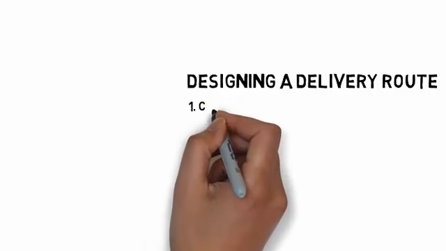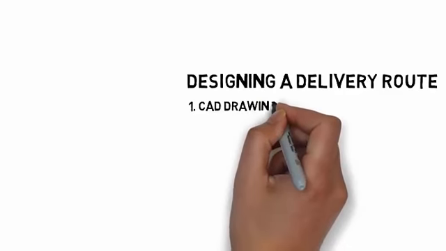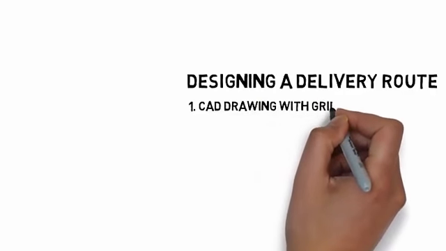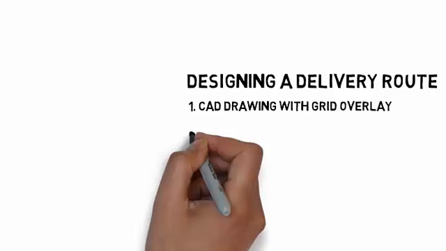We're going to need a few items to get started, and by we, I mean you. So first, get yourself a dimensionally correct layout of the delivery area. Don't do it right now, but you'll need that in the future. A CAD drawing of the area with a grid layout, dimensionally correct, will be very helpful to have.